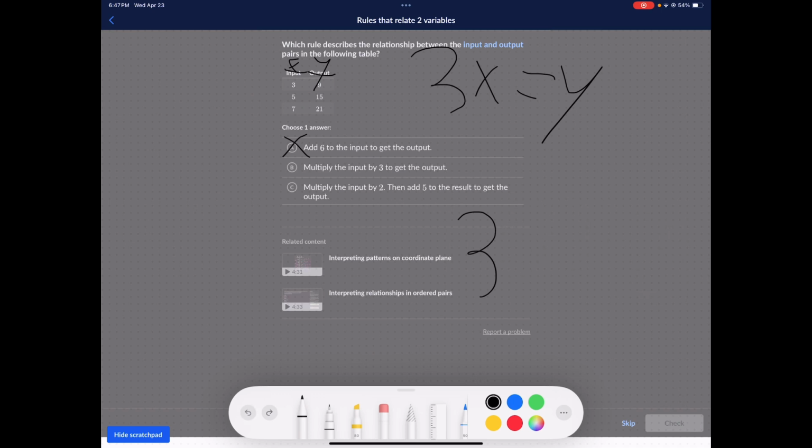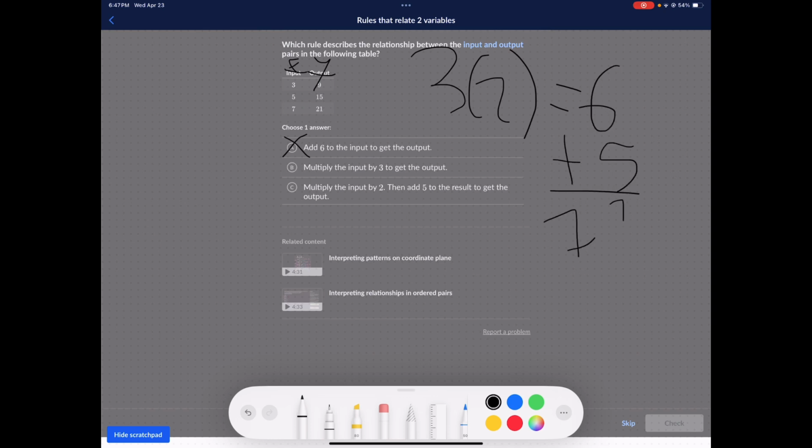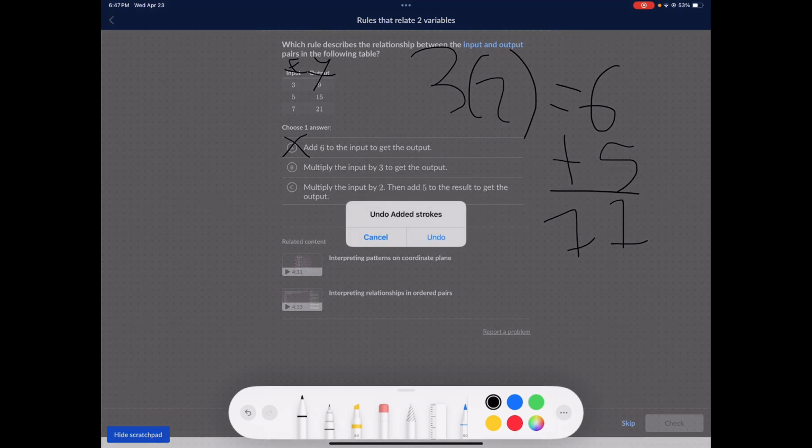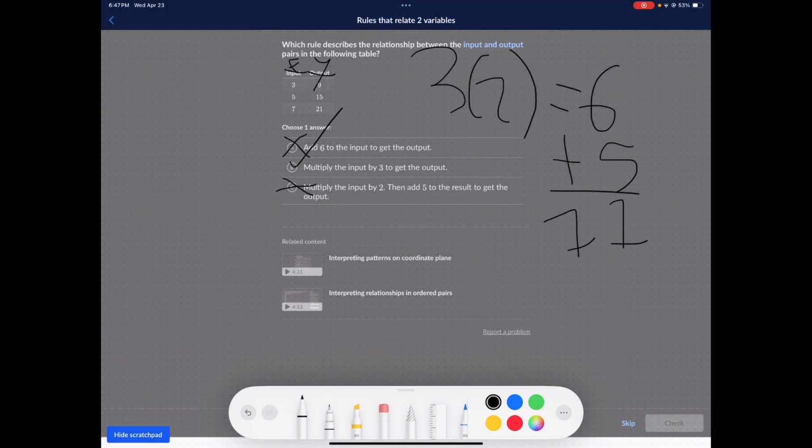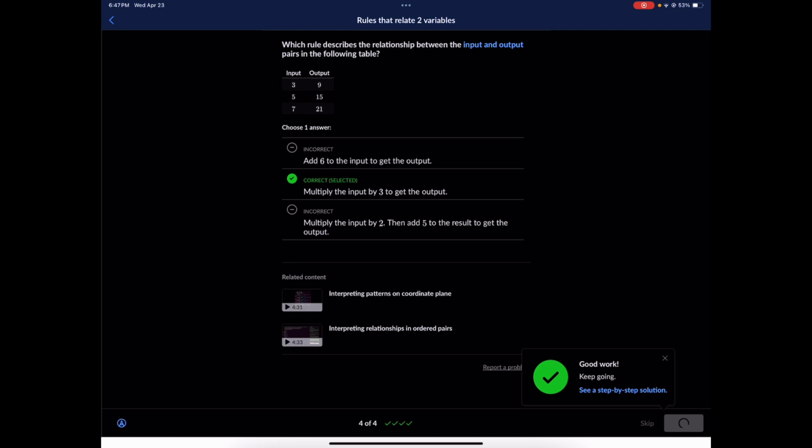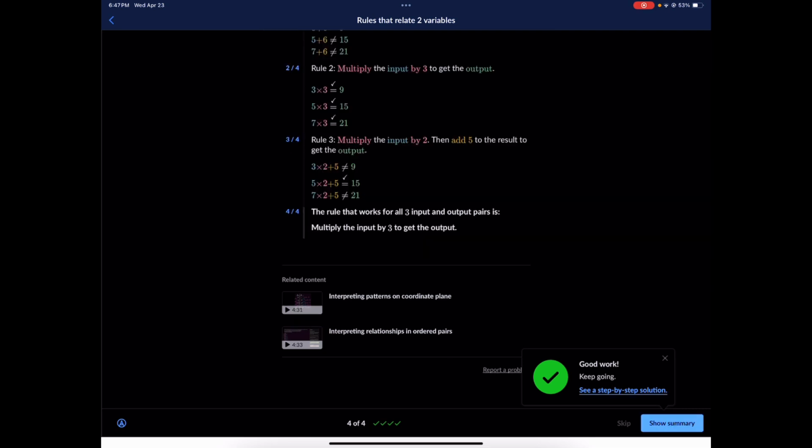Now, what if we tried multiplying 3 by 2 and then adding 5? That wouldn't work, because 3 times 2 is equal to 6, and then if we add 5, we would get 11. So that means that C is out as well. It means B is our best answer here. So, B is our answer. If you got that right, good job.